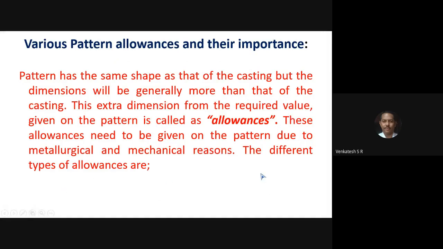Now write down the subtitle: Various pattern allowances and their importance. Put a colon, underline the complete sentence. Various pattern allowances and their importance. Underline the complete sentence. Put a colon and hyphen. Write down the explanation.